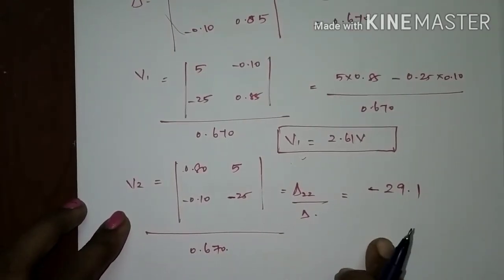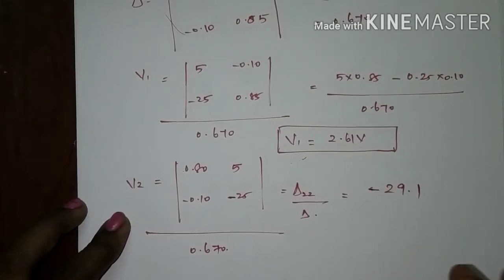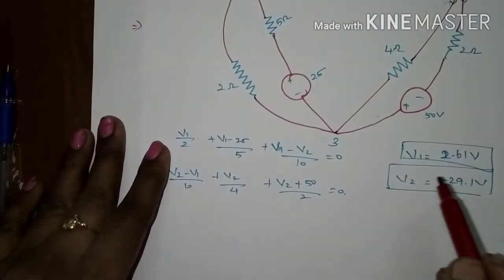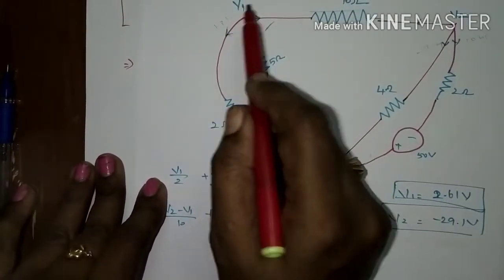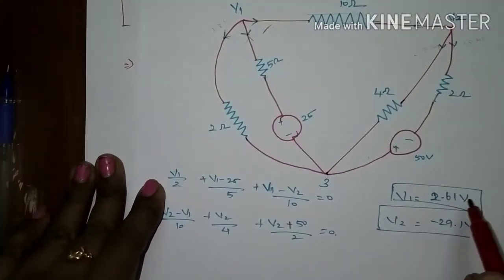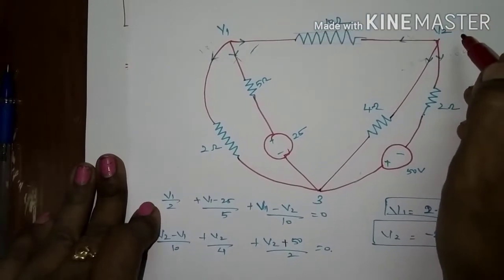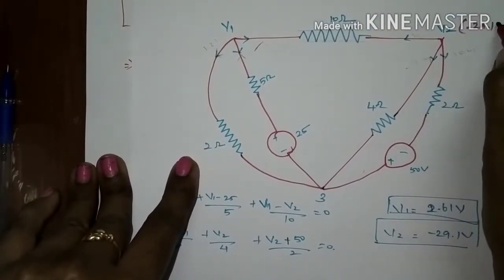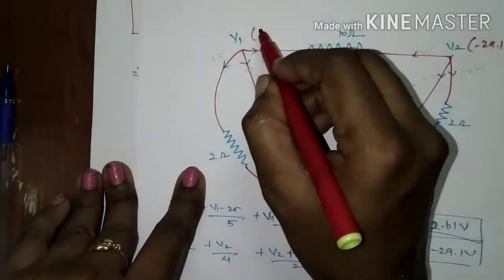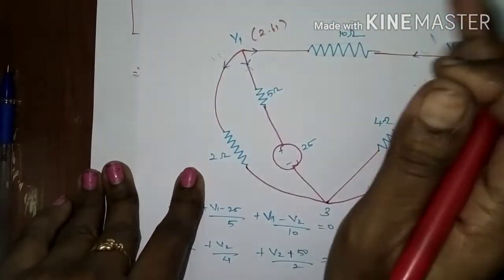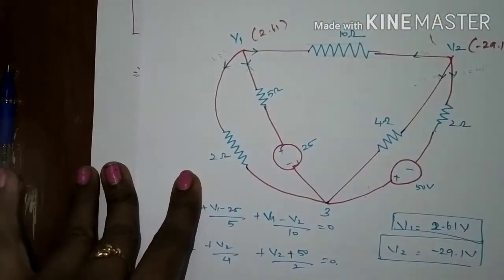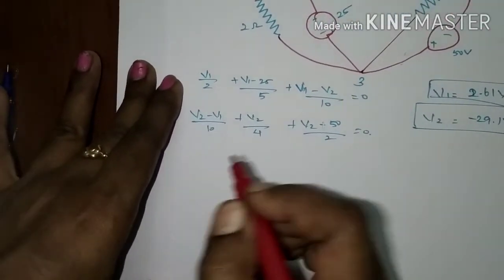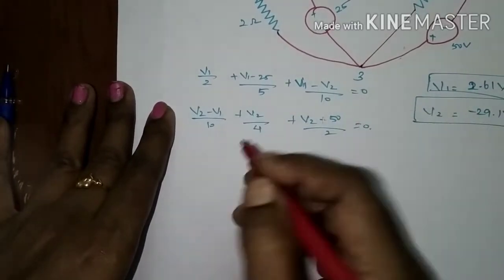So, from V1 and V2, we will get the value of I1 and I2. See, we have found the voltage at each node. V1 is equal to 2.61 and V2 is equal to minus 29.1 volts. Now, we can find the current flowing through each branch according to these equations or by using matrices also. We can go through by equations itself.